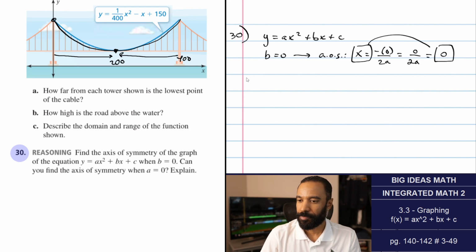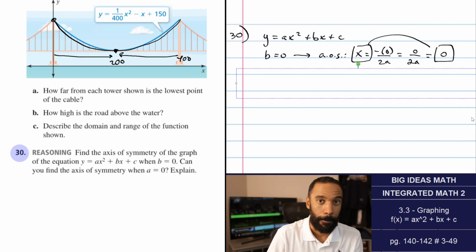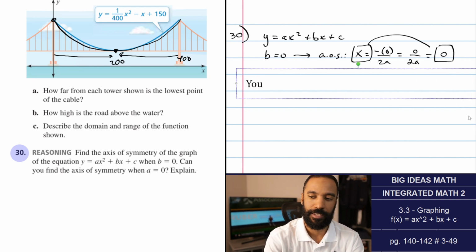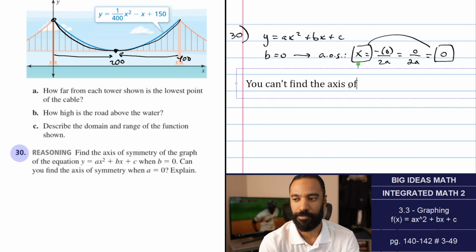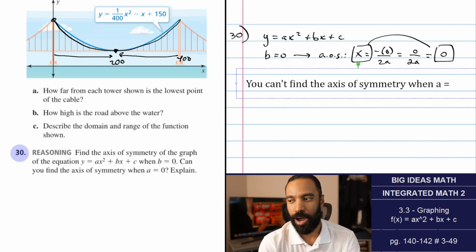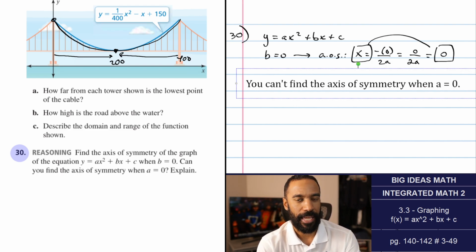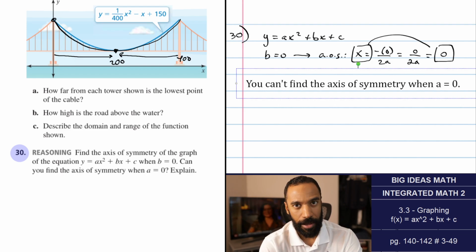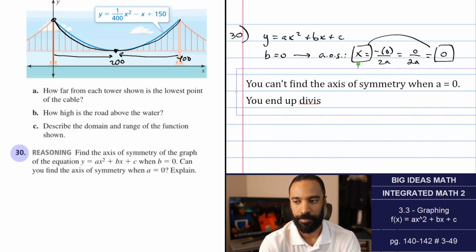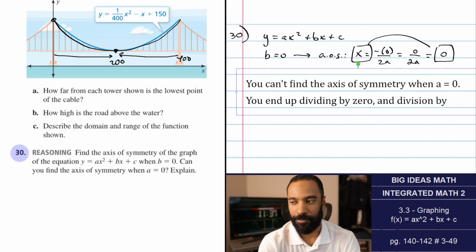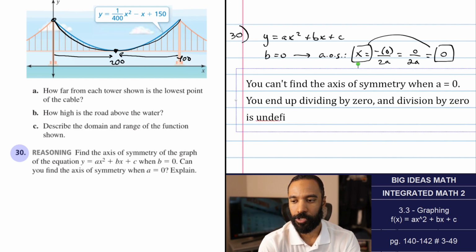I'm going to type this. I'm going to say it as well. No. You can't find the axis of symmetry when a equals 0. Now, they are asking, explain in the sense of what happens when you calculate it. What happens is you end up dividing by 0. And division by 0 is undefined. However, there's more to it than that.